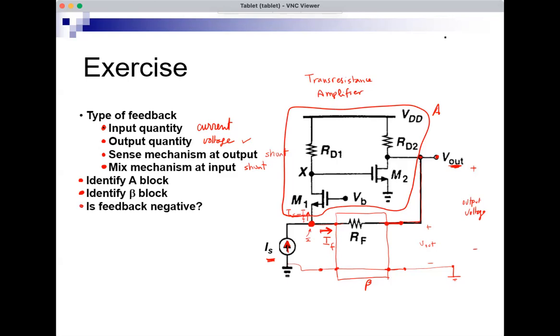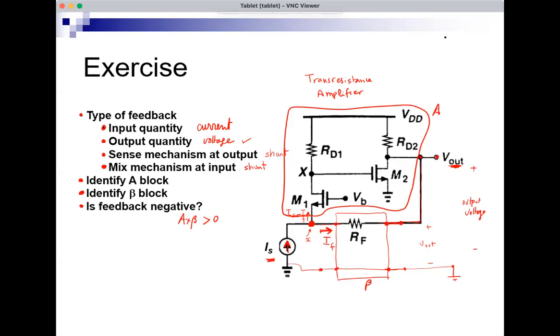The last question is, is the feedback negative? How do I show that the feedback is negative? I need to show that A and beta have the same sign. So I need to show that the product A times beta is positive. So either A and beta are both positive or A and beta are both negative.